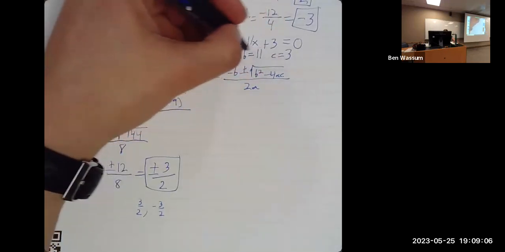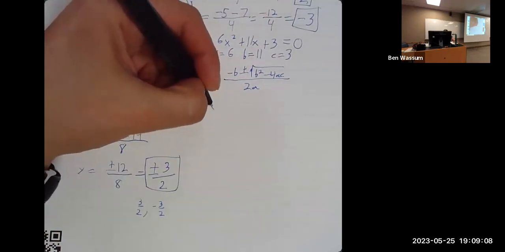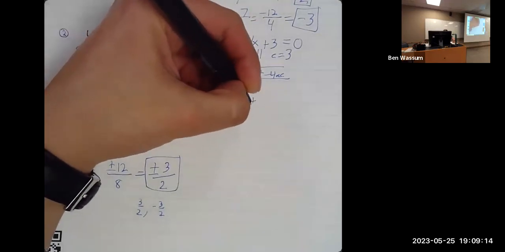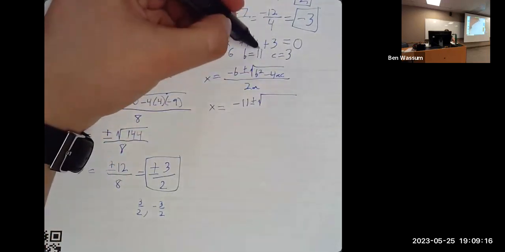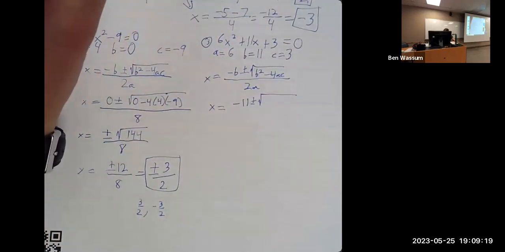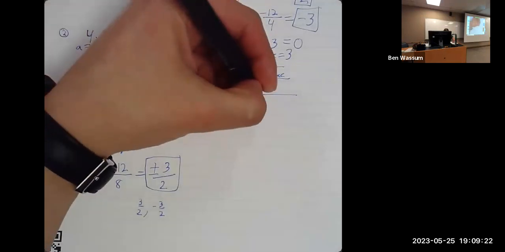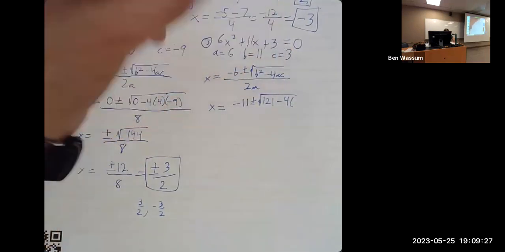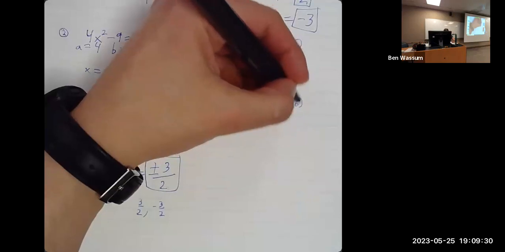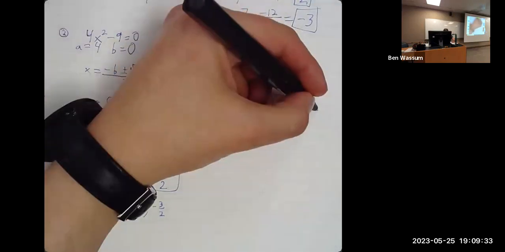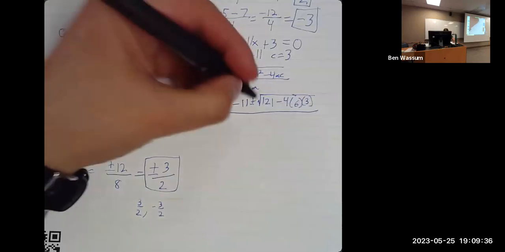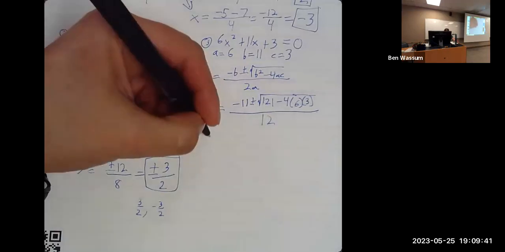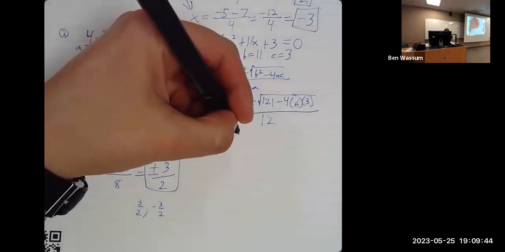Now I'm going to take all 3 of these numbers and plug them in here. x is equal to negative b, well, b is 11, so negative 11 plus or minus the square root of b squared. So that would be 11 squared. I'm going to go ahead and multiply that out now. So it's 121 minus 4 times a times c, 6 and 3. That whole thing is over 2a. a is 6, so this will be a 12. Now all we've got to do is just start cleaning it up.